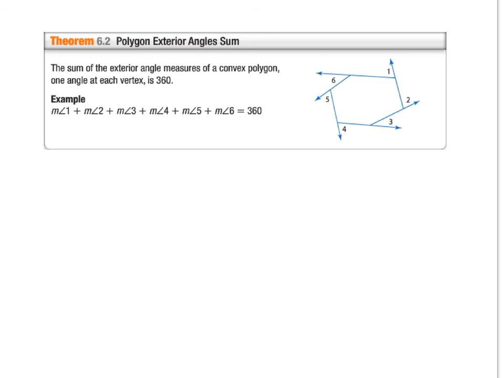So the polygon exterior angle sum. This is a very hard formula to remember. Please remember it. Whenever we talk about exterior angles, here's an exterior angle, here's an exterior angle, here's an exterior angle. These are all exterior angles. When I talk about the measures of the exterior angles of any polygon, no matter how many sides it has, you take all those angles, and every single time they are going to add up to 360. So in other words, the sum of exterior angles is equal to 360. Done.